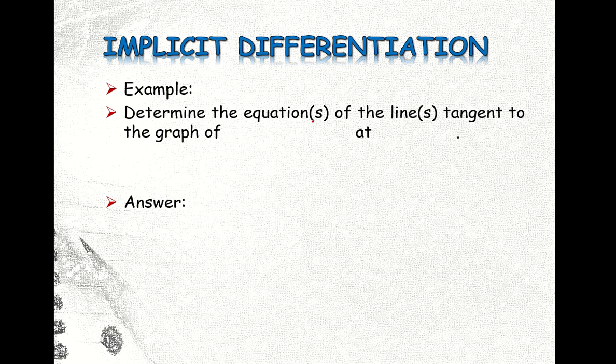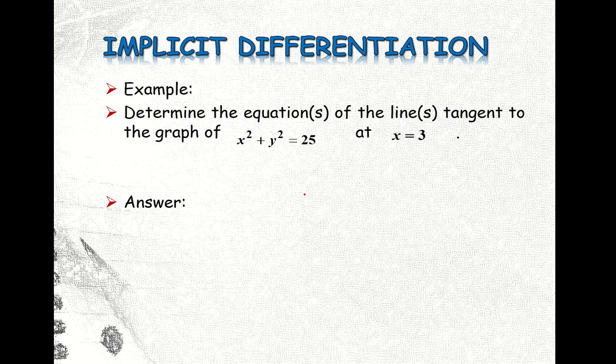Determine the equation or equations of the line or lines tangent to the graph of the given equation, x squared plus y squared equal to 25, at x equal to 3. If you can still remember from your analytic geometry, x squared plus y squared equal to 25 represents a circle with a radius equal to 5, because the right side here is r squared, so 5 squared is equal to 25, so radius equal to 5.